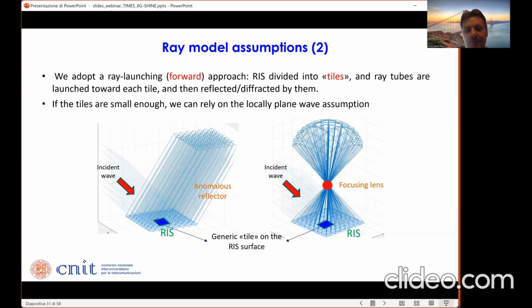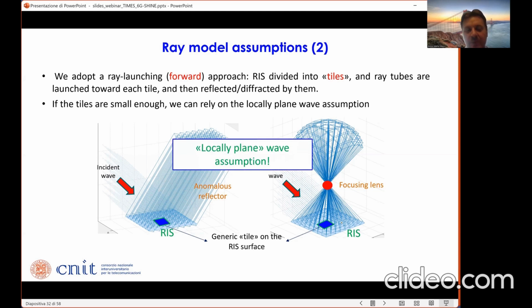Let's start with the radiation direction. First of all, we divide the RIS into tiles. And for each tile, we can rely on the locally plane wave assumption. We can always choose the size of the tile so that, whatever the distance of the transmitter, for example, whatever the shape of the incident wavefront, it can be considered locally plane on the tile.